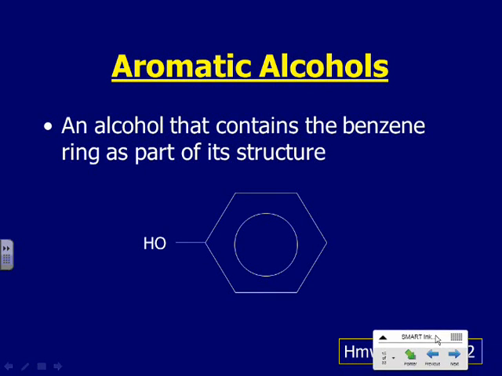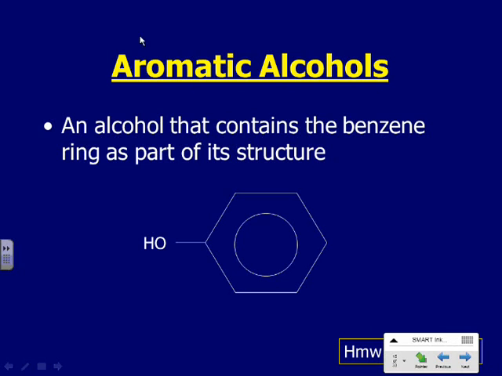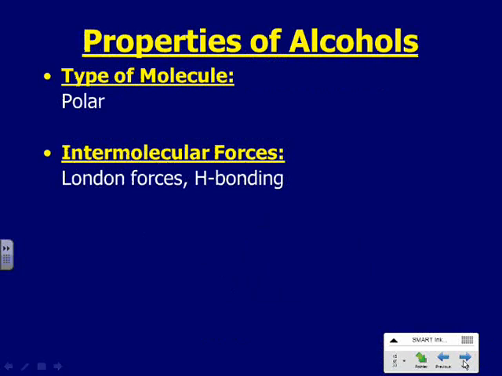We can have aromatic alcohols, and again, we could have the benzene ring containing that. Now this has a special name. So this is our phenyl group. So this is phenol. All right? So this is phenol. Okay?